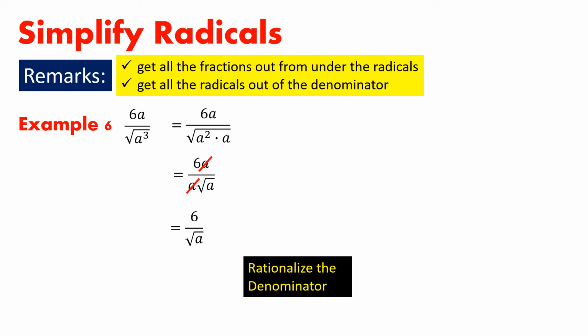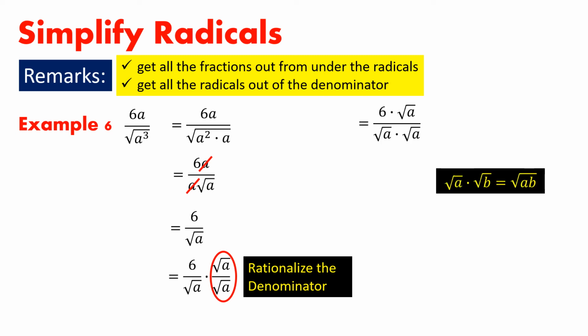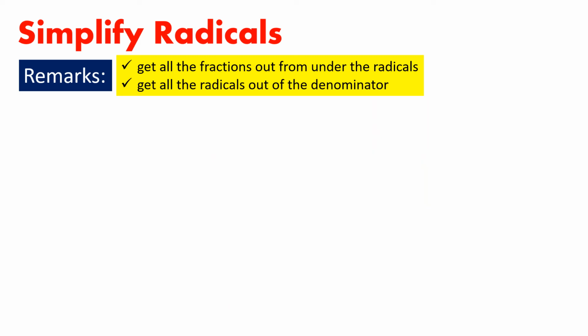We rationalize the denominator by multiplying square root of a all over square root of a. We apply this property in order to write this expression in this manner. We end up with 6 square root of a all over a. The solution is quite similar to example 5. Finally, we have example 7.